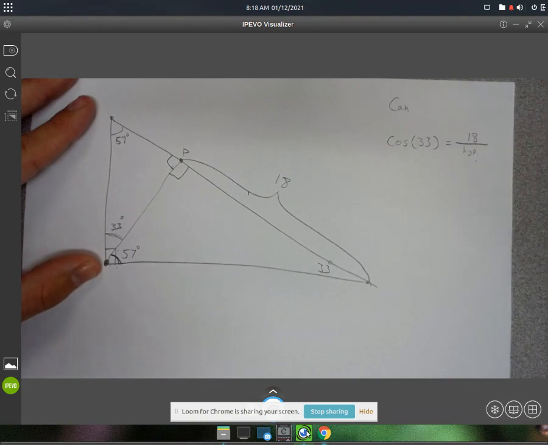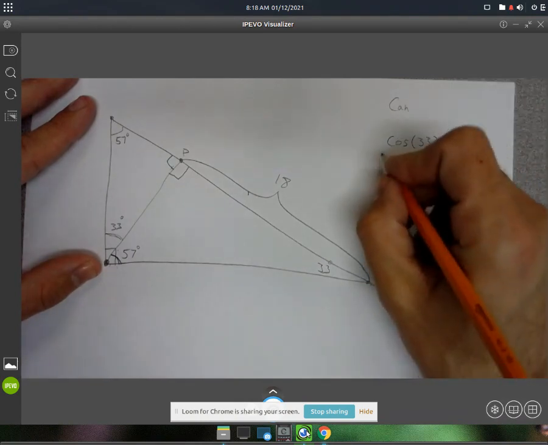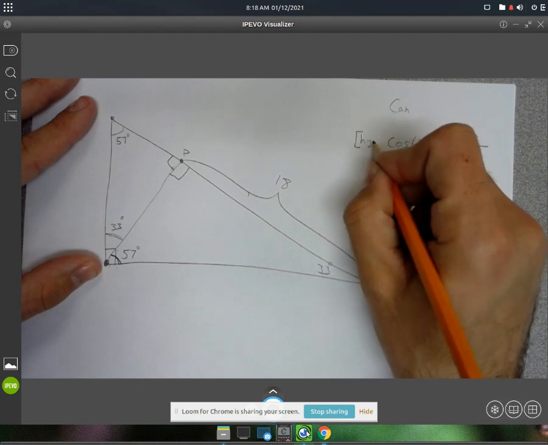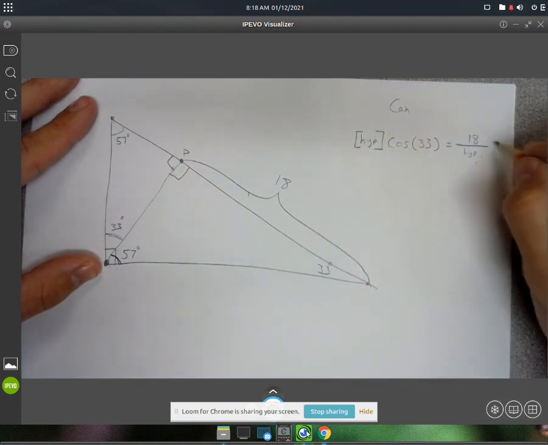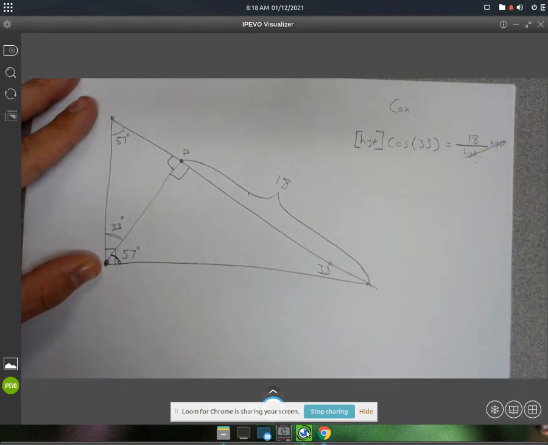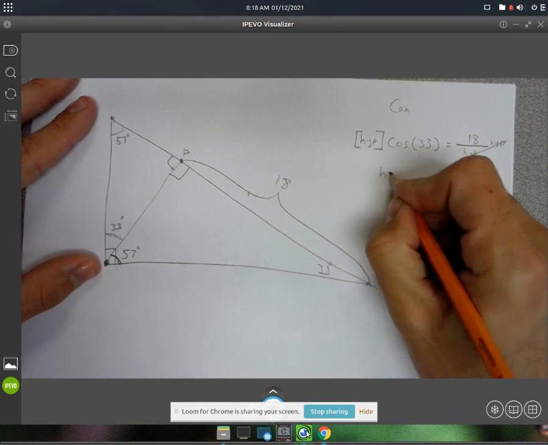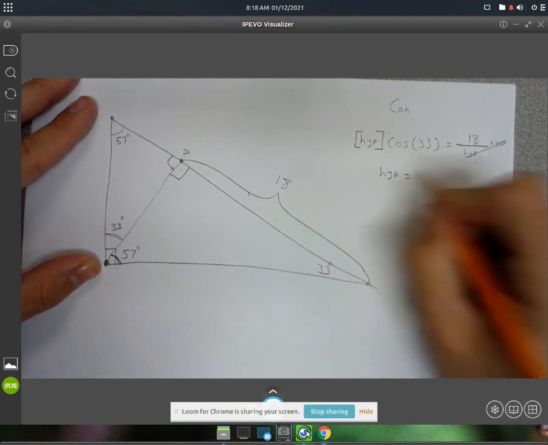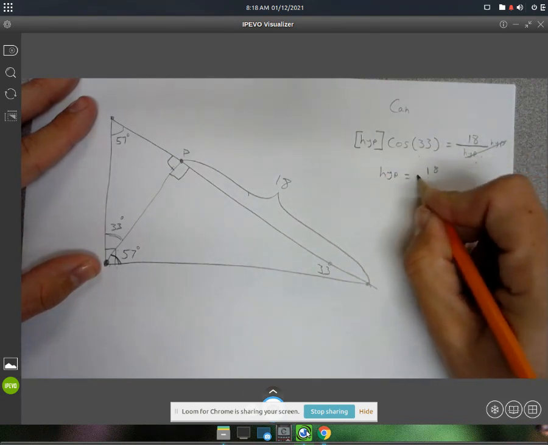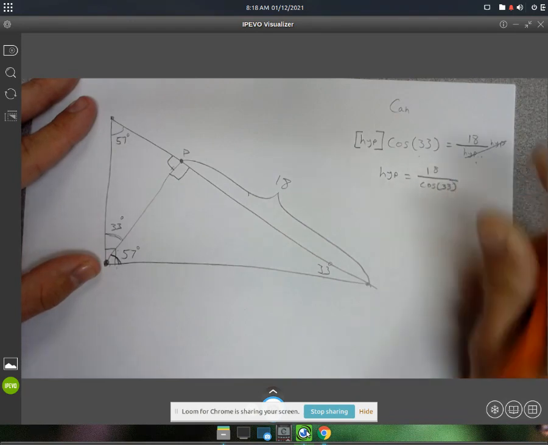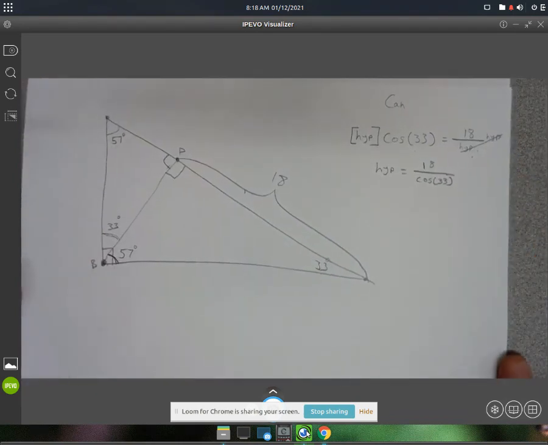To solve for this, I'm going to multiply by hypotenuse. Those are going to cancel. And then I'm going to divide by cosine. So my hypotenuse is going to equal 18 divided by cosine of 33. And I'll actually punch this into a calculator and get a number.